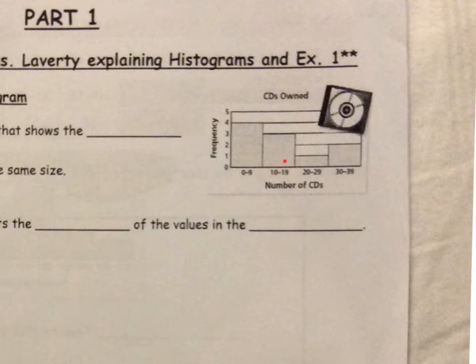Same thing for 10 to 19. 3 people owned anywhere from 10 to 19 CDs. 1 person owned anywhere from 20 to 29, and 2 people owned anywhere from 30 to 39.